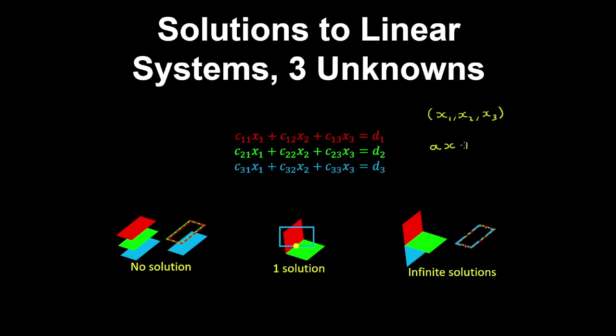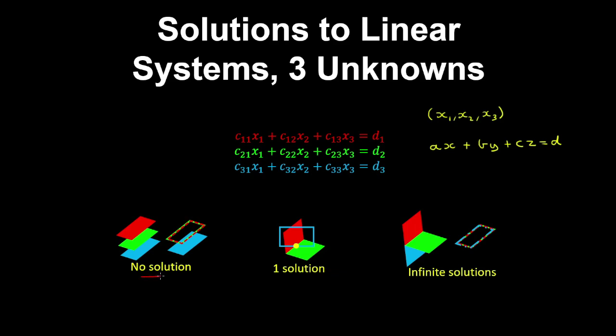So we have a constant by x plus a constant by y plus a constant by z is equal to d, which is another constant. So similar to two-dimensional linear systems, we have three groups of solutions.